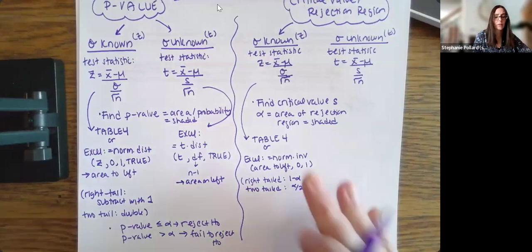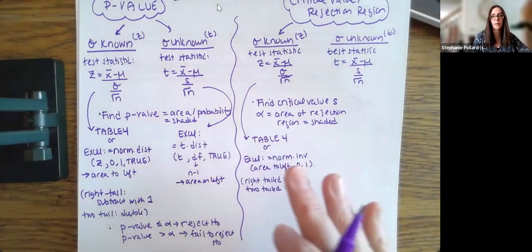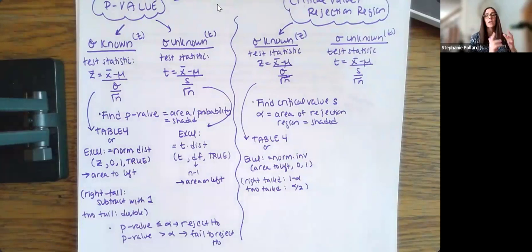And the same idea applies to using table 4, right? If you're using table 4, it's always area to the left. So if you have shading on the right side or two sides, you're going to have to do a little bit of tweaking there to get the correct value.